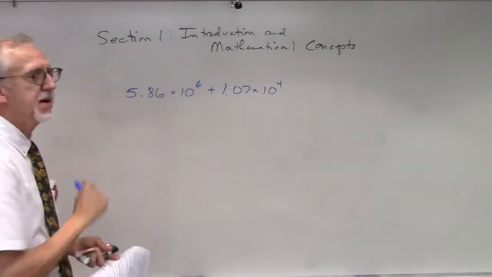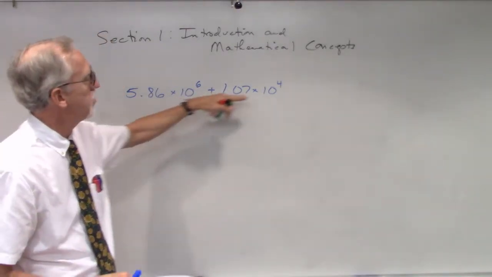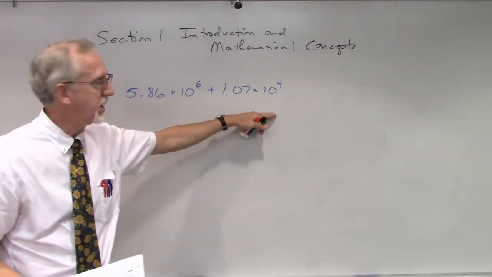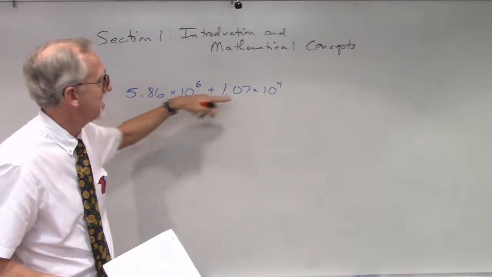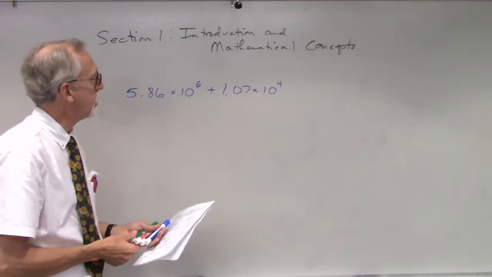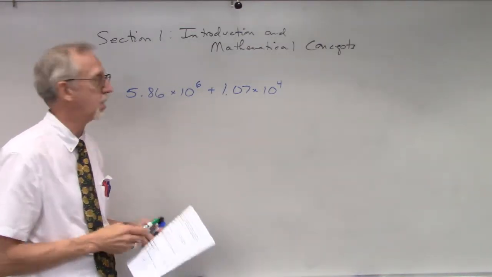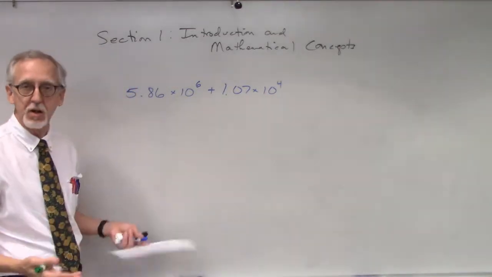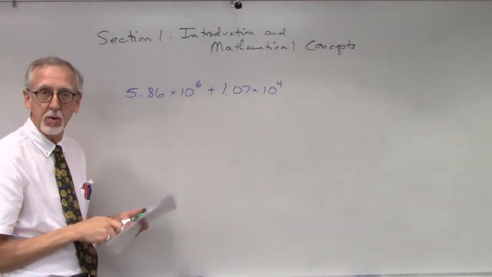Well, if they're in scientific notation, the first thing we have to do is write them with the same power of 10. If they're not in scientific notation, they don't have powers of 10, you don't need to worry about it. So, if they are in scientific notation, write them with the same power of 10. And I would suggest write them with the larger power. Well, we've got 10 to the 6th and 10 to the 4th. Which is the larger power? 10 to the 6th. So we're going to write both of these with the power of 10 to the 6th.